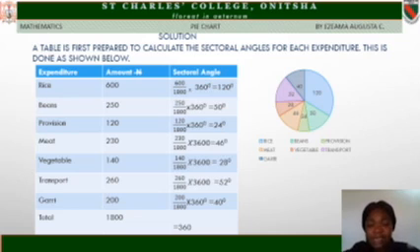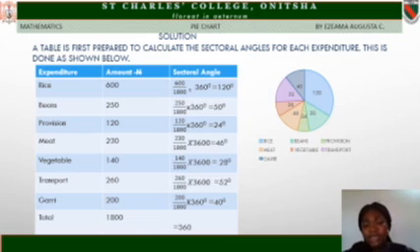We come to the meat, 230 over 1,800 times 360 degrees will give us 46 degrees. We come to the vegetable, we have 140 over 1,800 times 360 degrees, which will give us 28 degrees. Then the transport, 260 over 1,800 times 360 degrees, which will give us 52 degrees. And the garri, you have 200 over 1,800 times 360 degrees, which will give us 40 degrees.